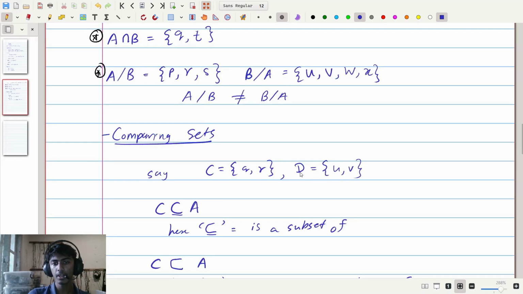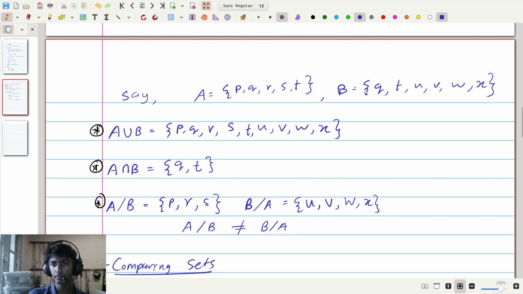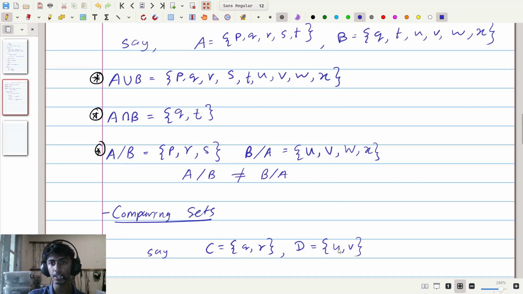Furthermore, comparing D, it is also found within B. So D is a subset of B. You can see D contains U and V as we defined it down here, and U is inside of B, V is defined inside of B, so D is a subset of B. And also because D is smaller than B, D is also a proper subset of B.